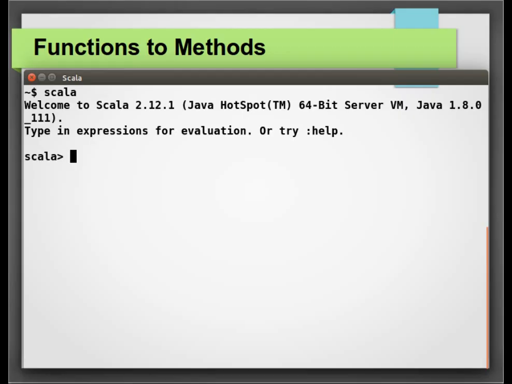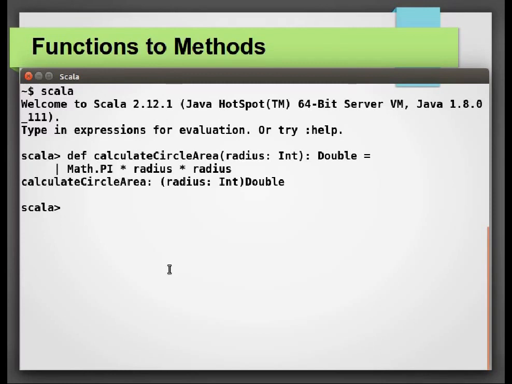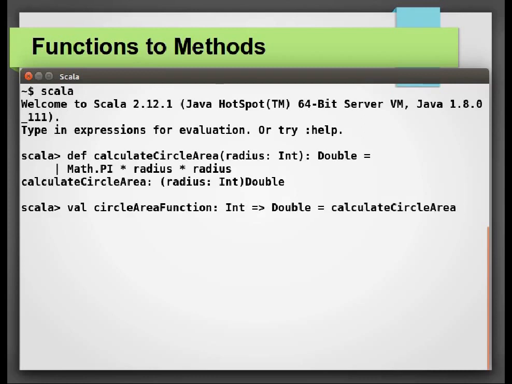Let us try to convert our methods to function now. There are two ways of doing so. To demo these two ways, I'll jump to Scala REPL. Here, I have defined a method calculate area that takes radius as input and returns circle area as output. First way to convert this method to a function is by declaring a new val and specifying the type of this val. In this case, the type is a function that takes input as int and returns double.